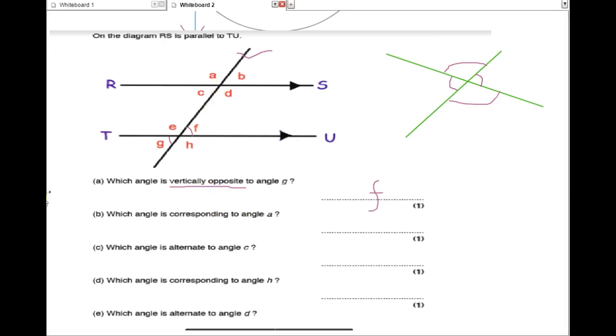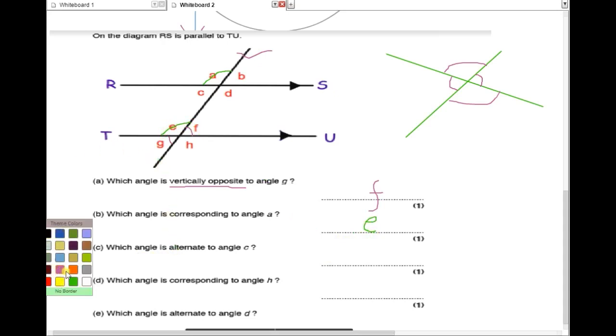Which angle is corresponding to angle A? I should use a different color now. This is your angle A. Can you tell me which angle is corresponding to angle A? E. Say it loud. E. Yeah, angle E, that's right.